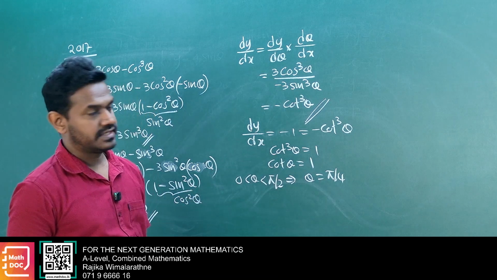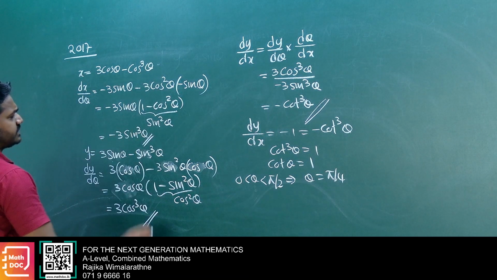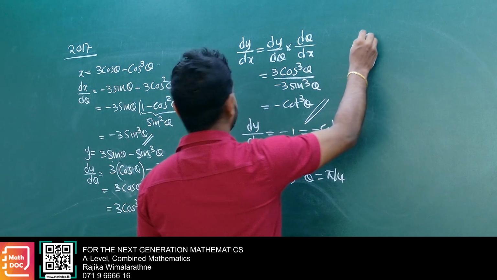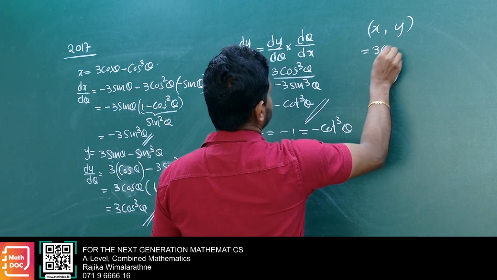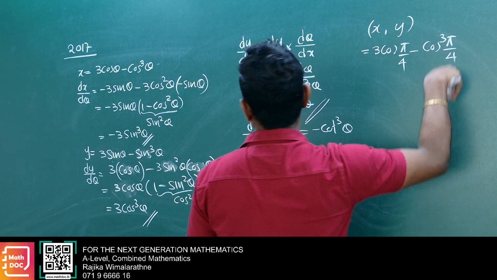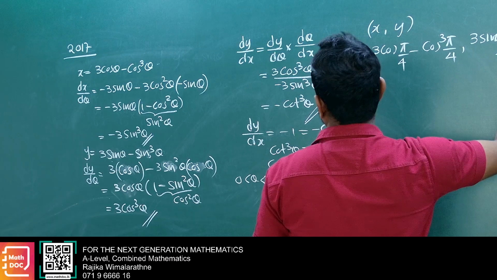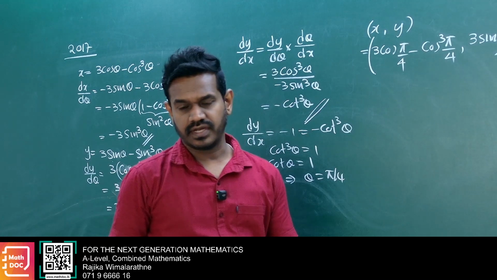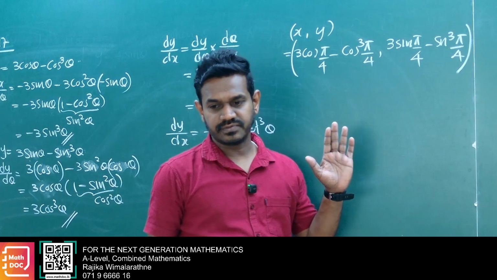Now you have to find the coordinates. Here this is x and this is y. By that you can get the coordinates. Then x comma y: x means 3 cos pi by 4 minus cos cube pi by 4, and y is 3 sin pi by 4 minus sin cube pi by 4. That's the coordinate. Take that theta value and substitute.